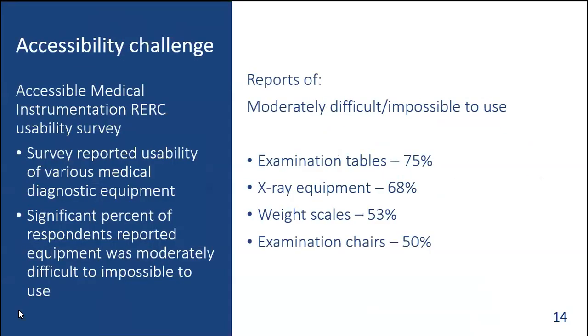The RERC study showed that access to various medical diagnostic equipment is challenging for people with disabilities. The Accessible Medical Instrumentation Survey is a national study about the types of medical equipment that are most difficult for patients with disabilities to use and the causes for such difficulties. The survey results revealed that exam tables, radiological equipment, weight scales, and exam chairs were the 4 most reported categories of inaccessible medical equipment, with over 50% of users reporting the equipment was moderately difficult, extremely difficult, or impossible to use.